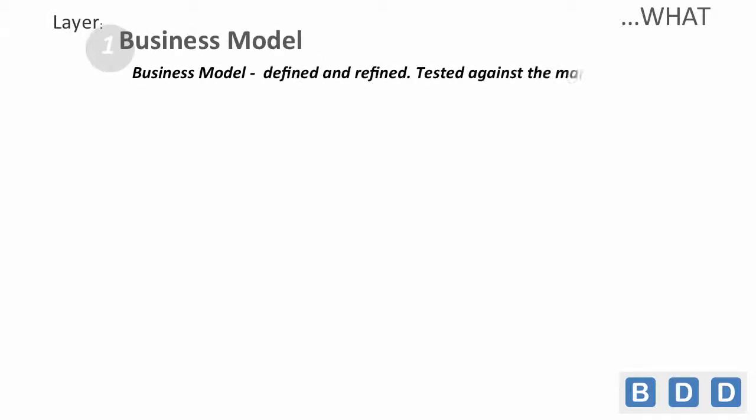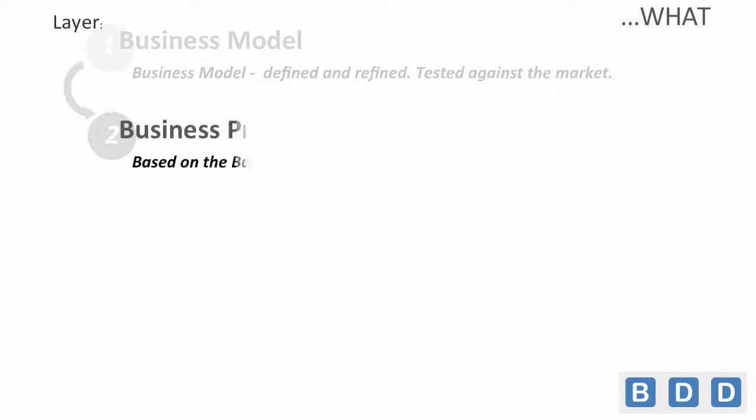The what in the method consists of 5 different layers that need to be addressed. Layer 1, the business model. The business model is defined and refined. It is tested against the market segment and/or user groups. Particular headlines to address: market definition, revenues, gains, business mechanism, rationale, financial analysis. That is, topics you normally would address in a coherent business plan.